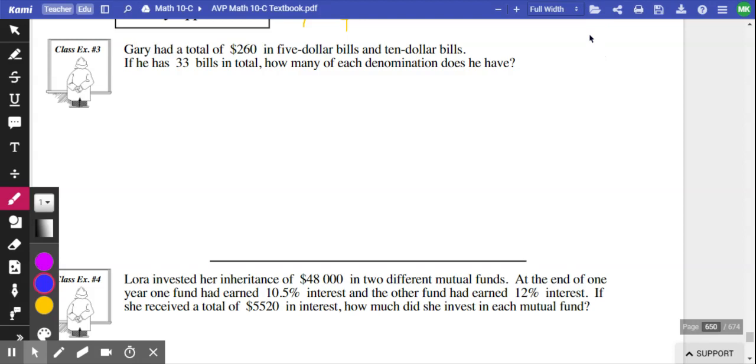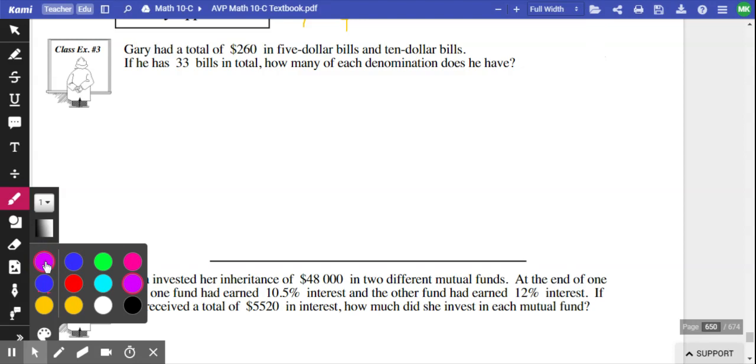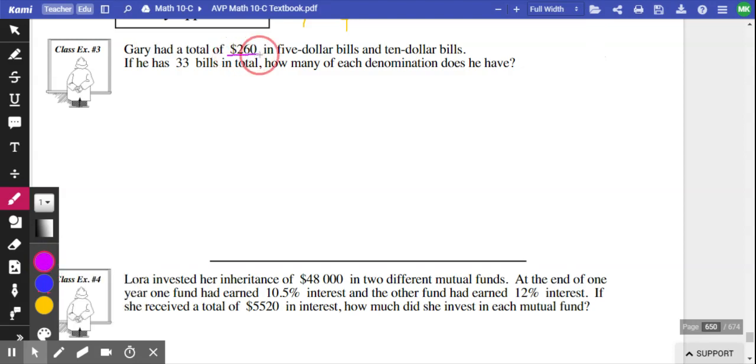This says, Gary had a total of $260 in $5 bills and $10 bills. If he has 33 bills in total, how much of each denomination, that means how many of each bill, does he have? Awesome. Let's start with the first sentence. It's going to give us our first equation. Gary had a total of $260 in 5s and 10s.